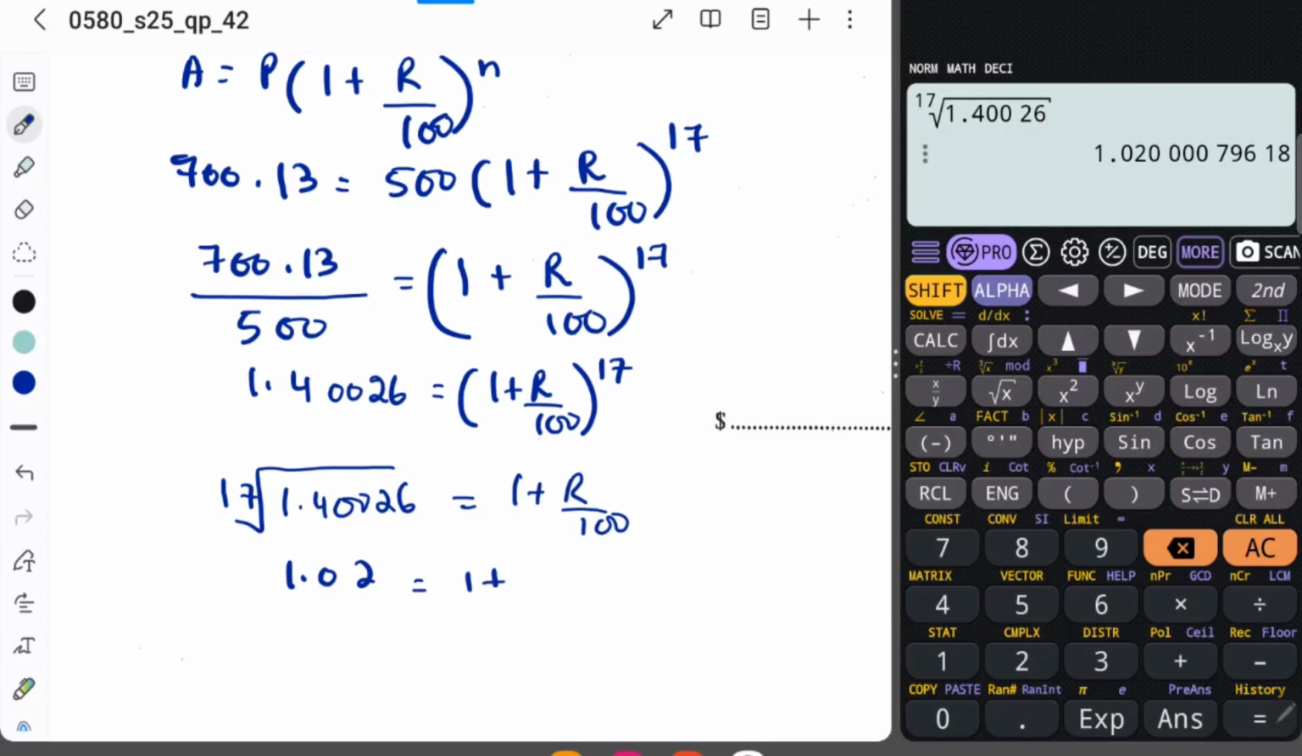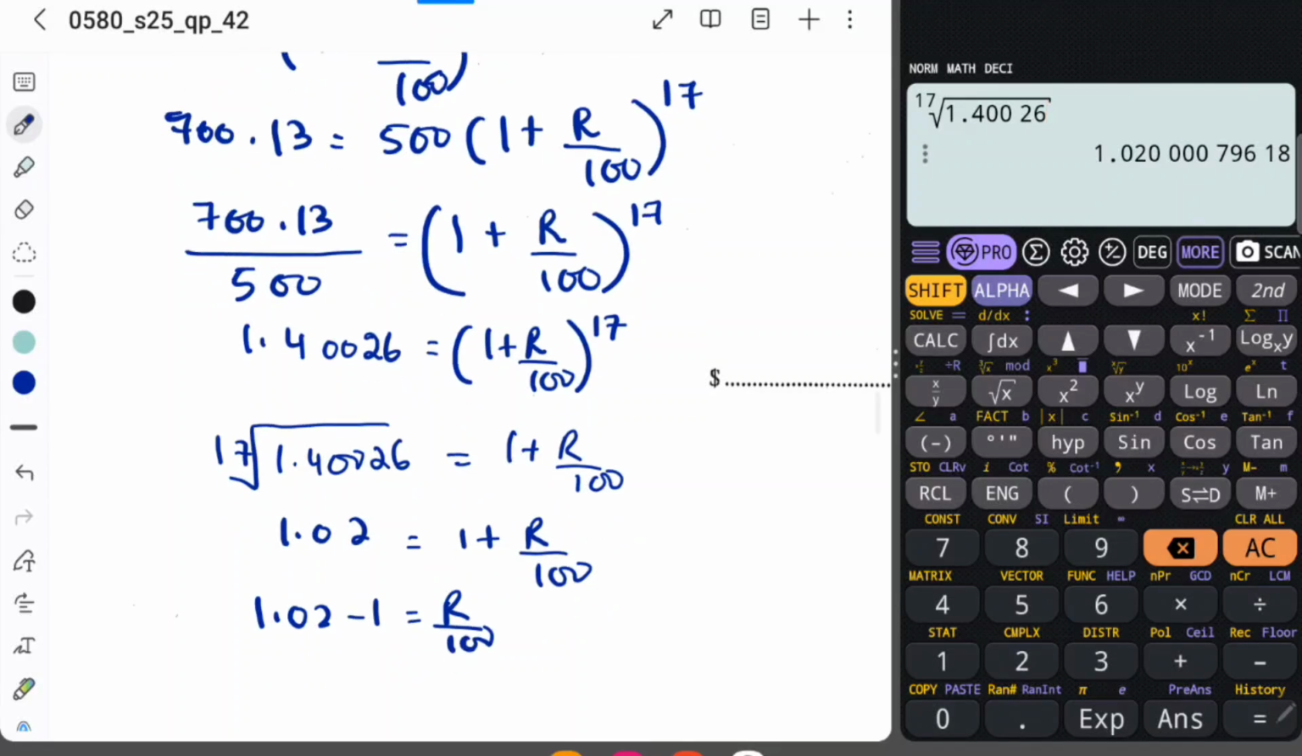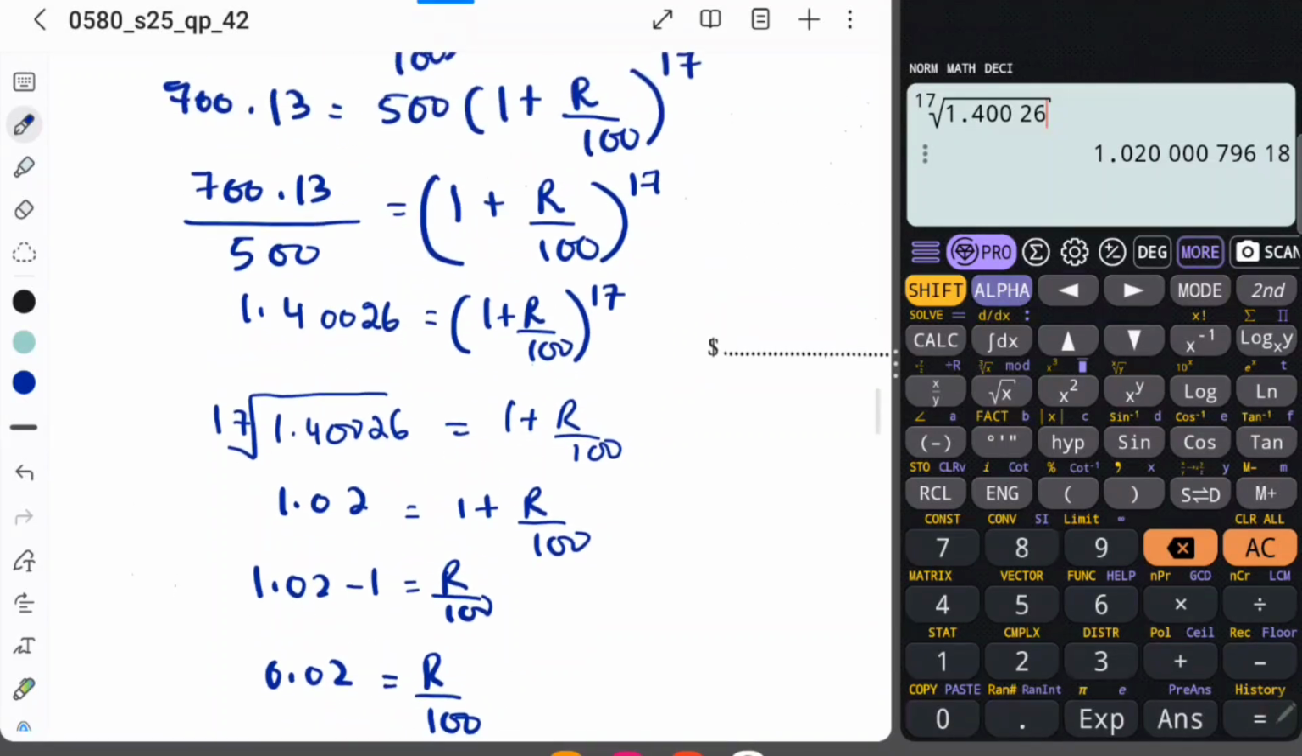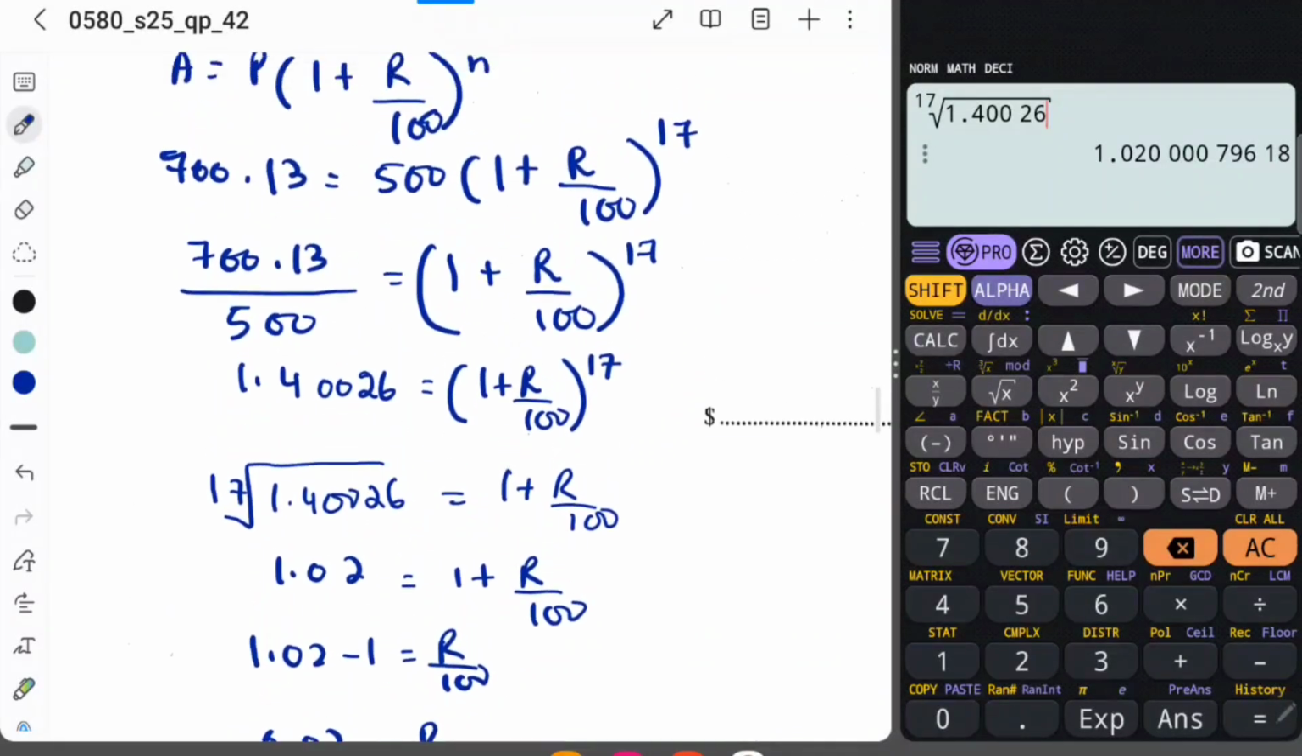1.02 equals 1 plus R over 100. 1.02 minus 1 equals R over 100, which equals 0.02 only. R over 100, so R equals 0.02 times 100, which equals 2%. So it means the compound interest rate was 2%, and the amount becomes 700.13 for this investment.